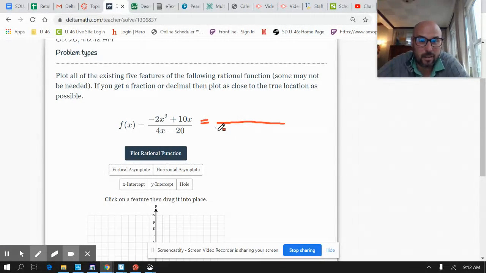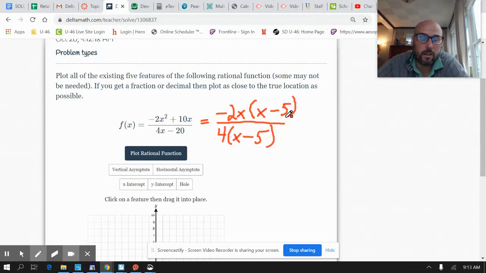I'm starting with a negative right there. Let me look at the denominator first. They both have a 4 in common, so I can take out a 4, and I'm left with x minus 5. The numerator definitely has an x in common, but I see the 2 and the 10. If I take out that 2, I'll have a 5 right here, which is probably going to match up with this factor. So I'm going to take out a negative 2x from both terms. The first term, I would just be left with x. The second term, positive 10x divided by negative 2, is negative 5.